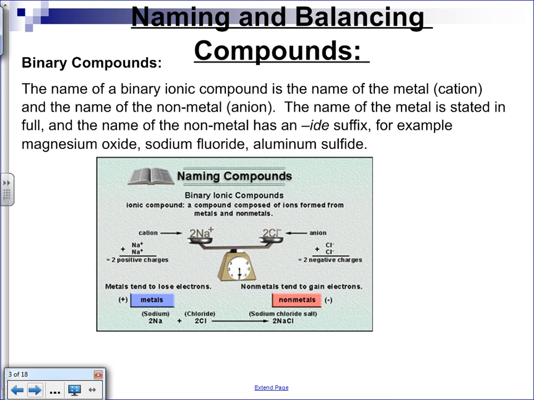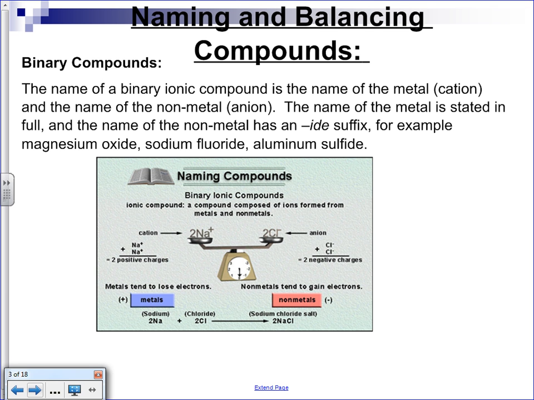All right, so binary compounds. Binary means they have 2 parts. If we're naming a binary ionic compound, we always name the metal first, and then the name of the nonmetal. The name of the metal is stated in full with no changes. We do not alter the name of the metal at all. However, the name of the nonmetal is changed to an "ide" ending.